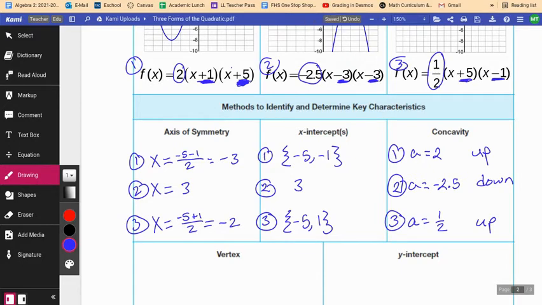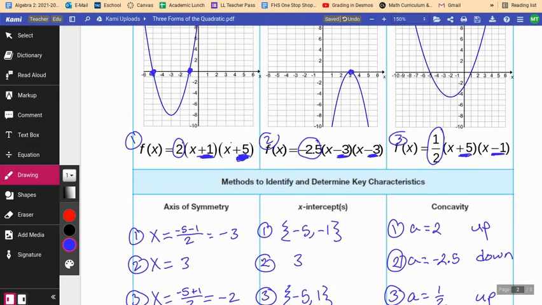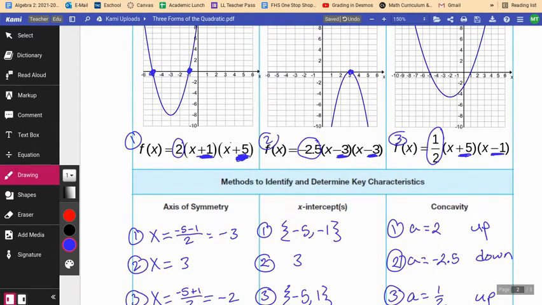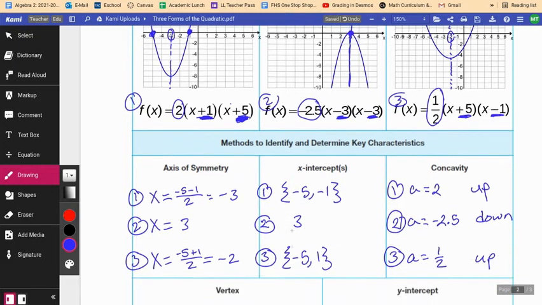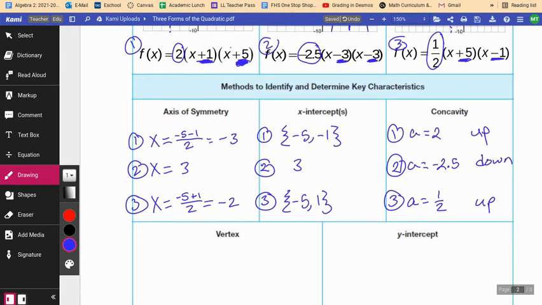If I wanted to double check myself, we can come back and look at the graphs. In number 1, it does in fact go through -3, so we're good there. In number 2, the axis of symmetry does in fact go through +3. And then in number 3, the axis of symmetry goes through the -2. Okay. So those are the 3 characteristics you can find from something written in factored form.